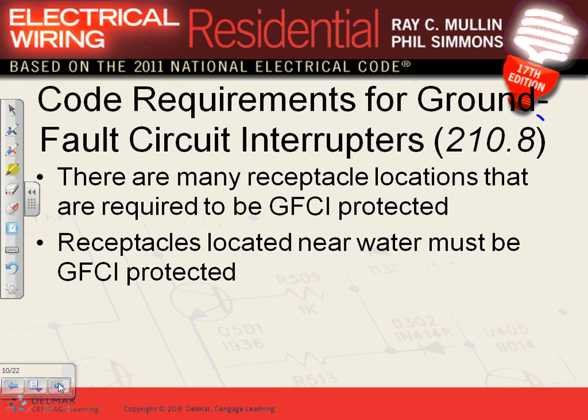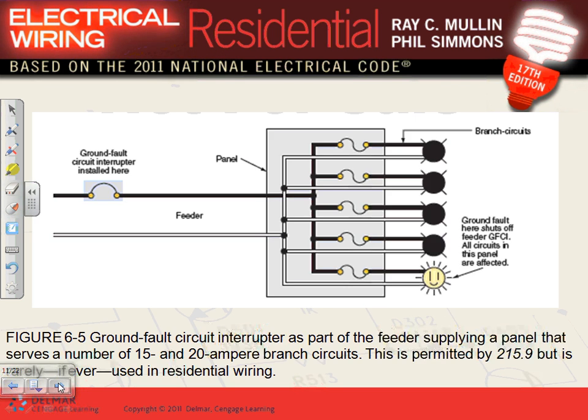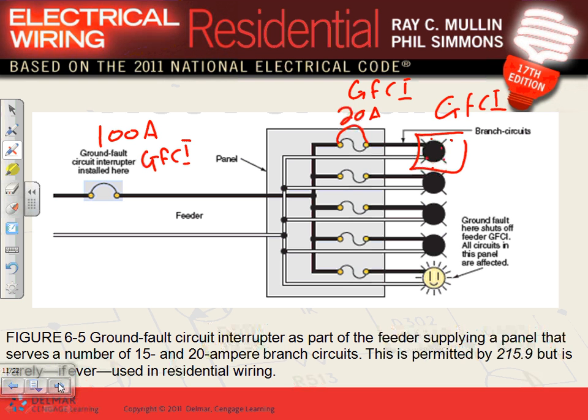We went, guys, to here and we highlighted all the locations that need GFCI protection. Everybody knows what GFCI protection is required. There are three ways of providing GFCI protection. Here's a 100 amp ground fault circuit interrupter, or here's a 20 amp ground fault circuit interrupter, or let's just say a ground fault circuit interrupter receptacle here.